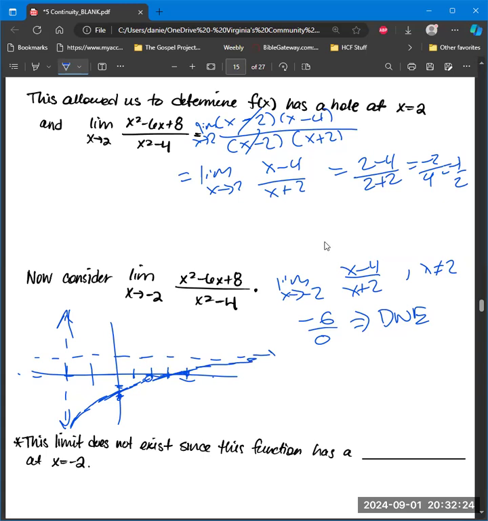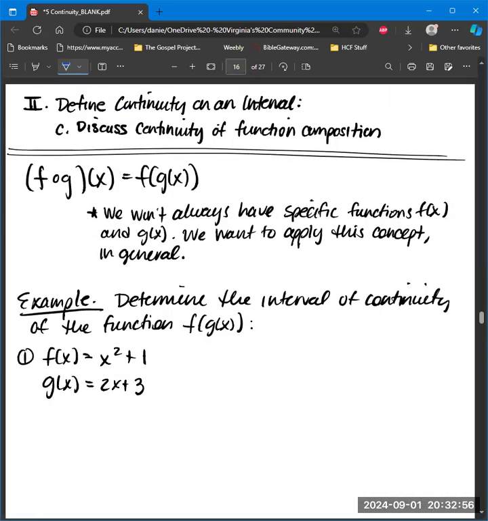And then this piece over here is going to be a negative over a negative. It's going to be a positive. It's going to be like that at negative 1. The limit does not exist since the function has a vertical asymptote at x equals negative 2. Right. Switch over here.